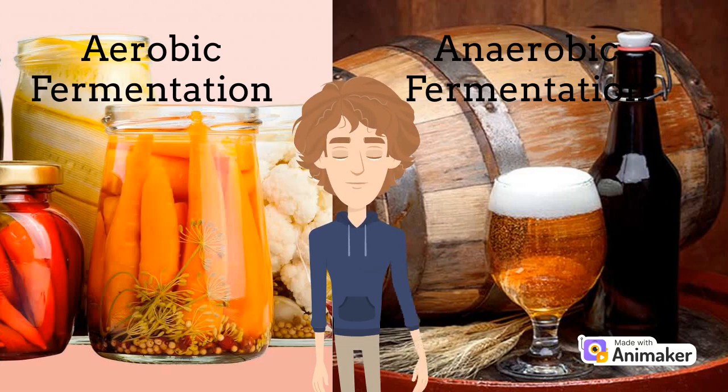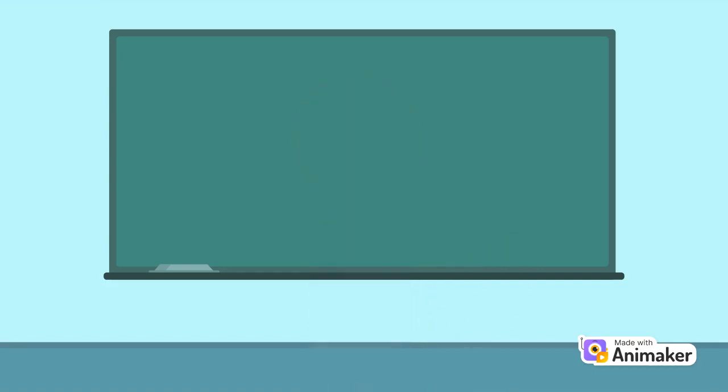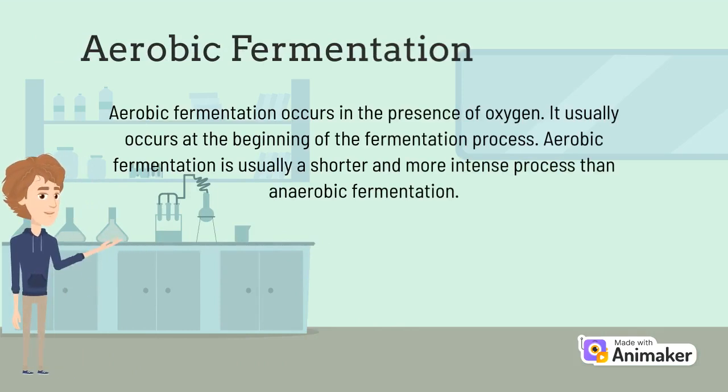There are two types of fermentation process which are based on respiration: aerobic fermentation and anaerobic fermentation. Both types of fermentation require two primary components, a sugar supply and a bacterial culture. Let's discuss one by one and identify the differences between the two processes. Aerobic fermentation occurs in the presence of oxygen. It usually occurs at the beginning of the fermentation process. Aerobic fermentation is usually a shorter and more intense process than anaerobic fermentation.